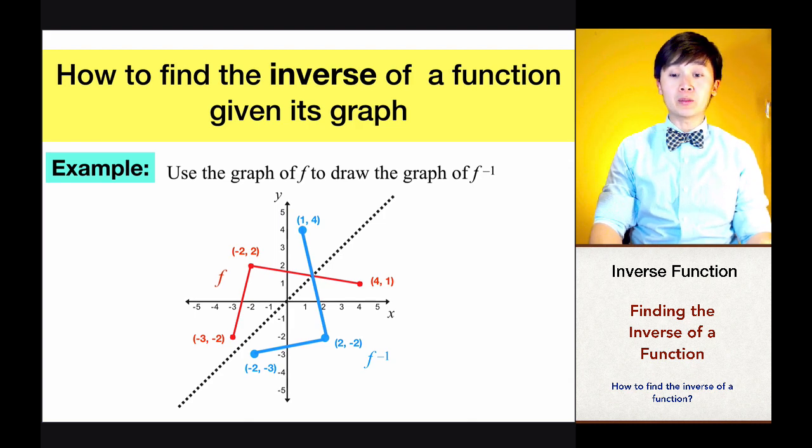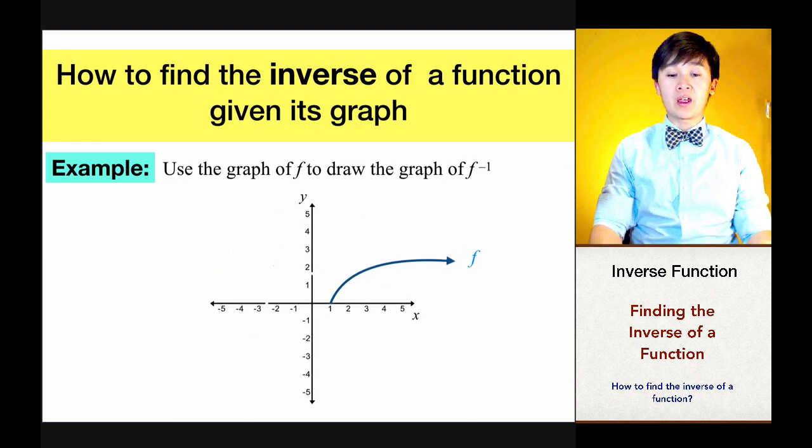Now in the second example, we're going to be working with a smooth curve, and notice that we are not seeing any dots or points in our function. So what we're going to do is we're just going to estimate or approximate the dot by plugging in or finding points on the f of x that would help us find its inverse.